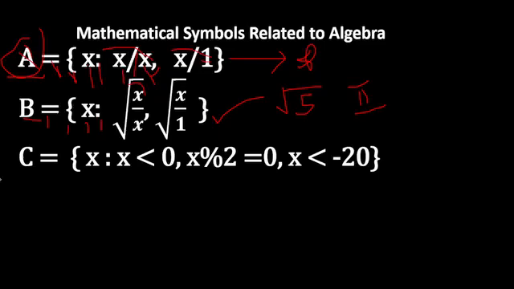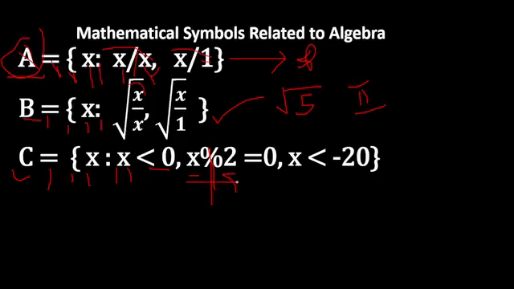So this one is C is the set of x such that x is less than 0, that is negative numbers, and x divided by 2, the remainder of division by 2, is 0. This means when you divide it by 2, what is the remainder? They call it the modulus operator. So if you divide x by 2, everything that will remain is 0, which means x is divisible by 2.